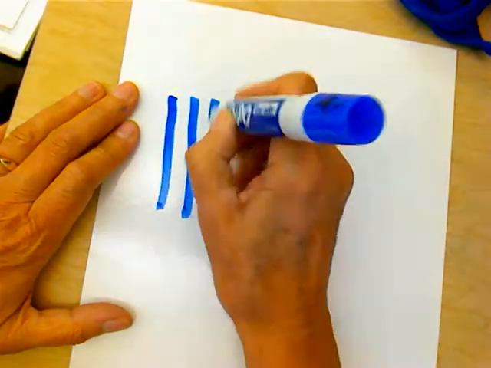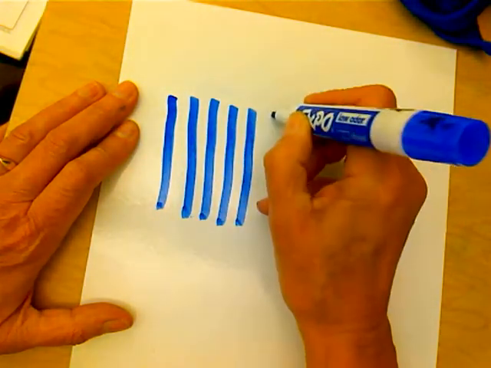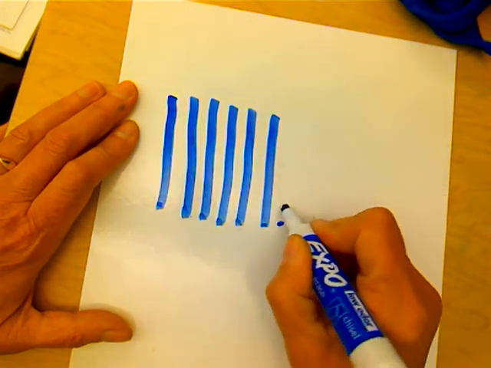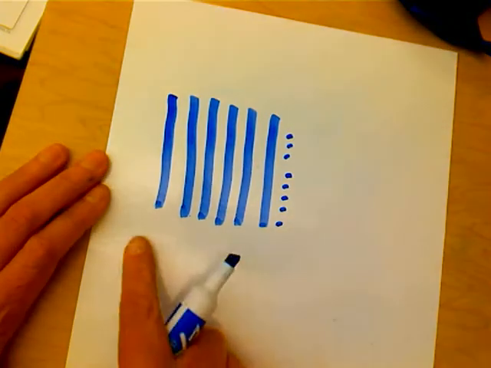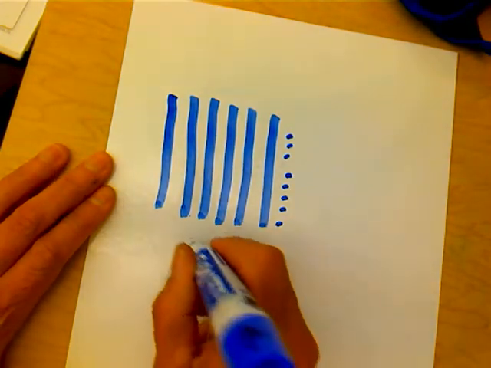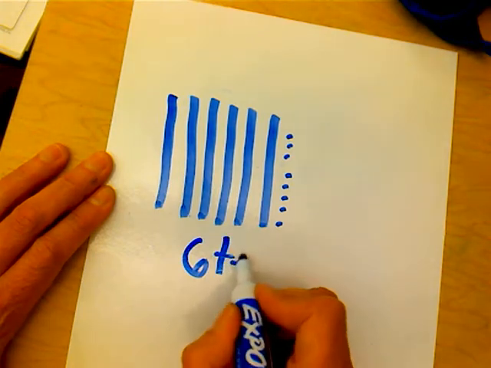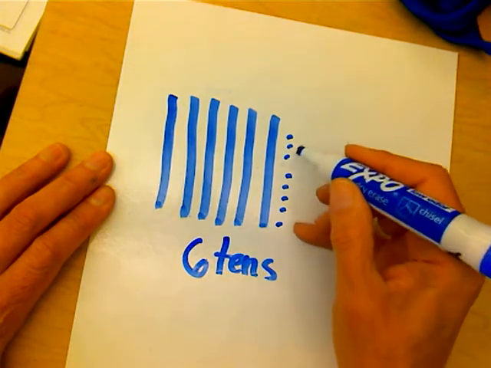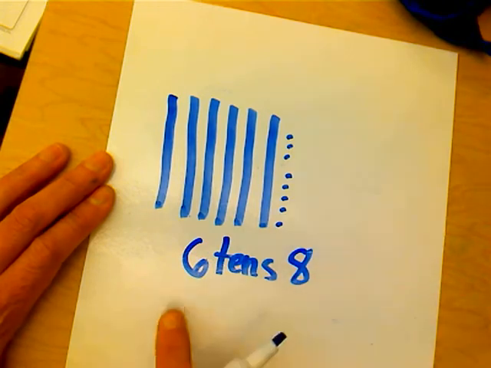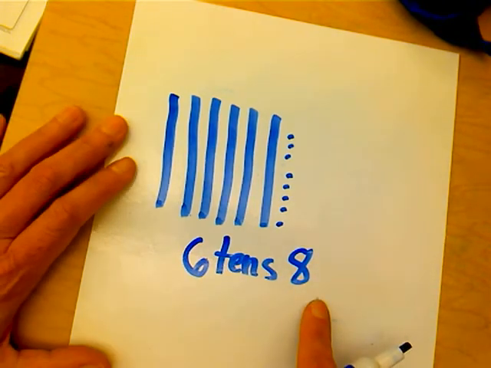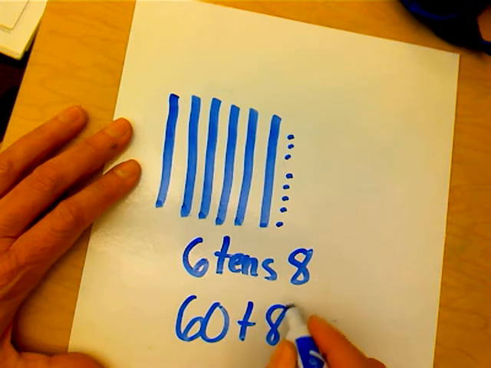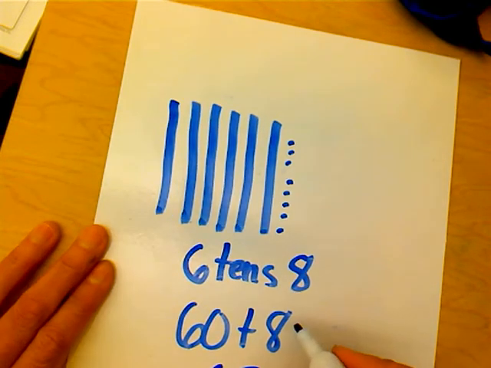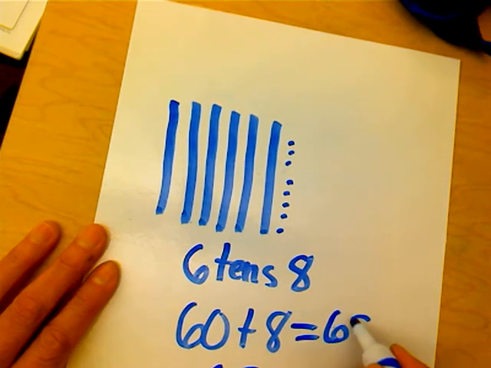1, 2, 3, 4, 5, 6 tens, and 1, 2, 3, 4, 5, 6, 7, 8 ones. So that would be 6 tens and 8 ones, which would give us 60 plus 8 equals 68.